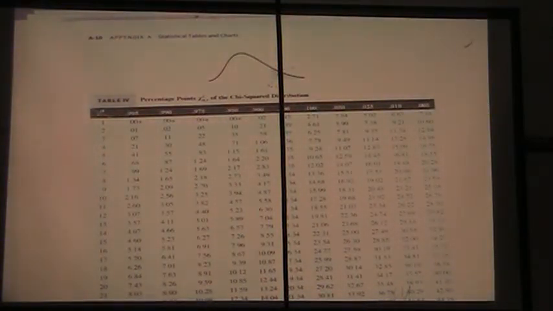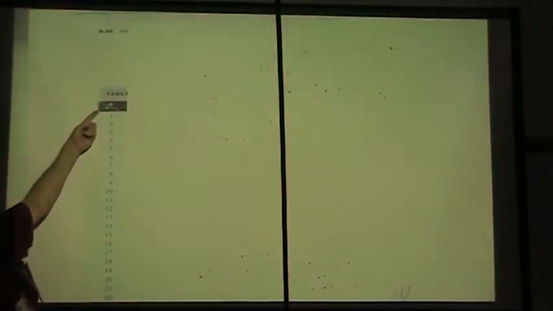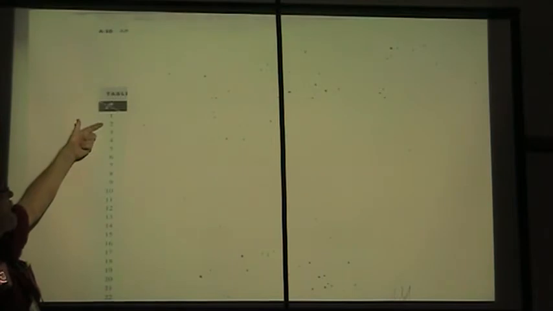All right, coming down our left side, you'll notice once again we've got a funny looking V for our degrees of freedom. 1, 2, 3, 4, 5, 6, 7, 8, 9, 10, all the way to 20, and it goes by ones all the way to 30, and then it starts jumping: 40, 50, 60, 70, 80, 100.